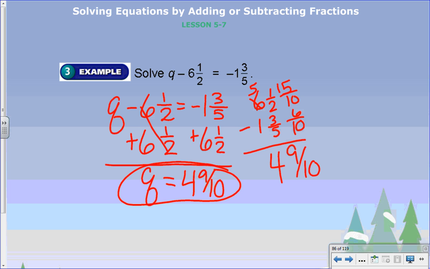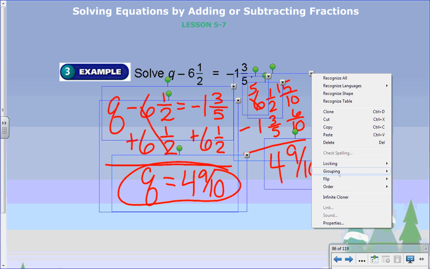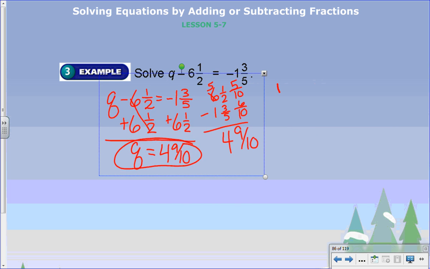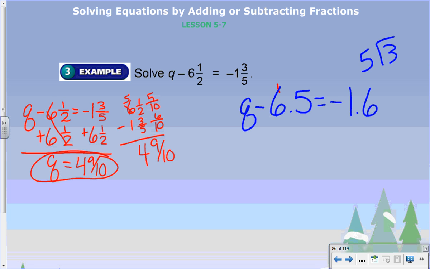Now, however, there's another way you can solve it. And that is converting everything to decimals. So what I'm going to do instead is convert it to a decimal. Q minus, well, 3/5 is the same as 6/10, and that's the same as negative 1.6, or negative 1 6/10. Because if you divide it out, 3 divided by 5, have to add a decimal, you get 6/10. That's how I came to that piece.